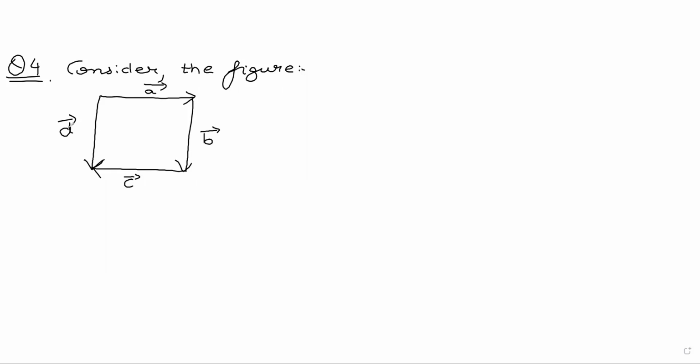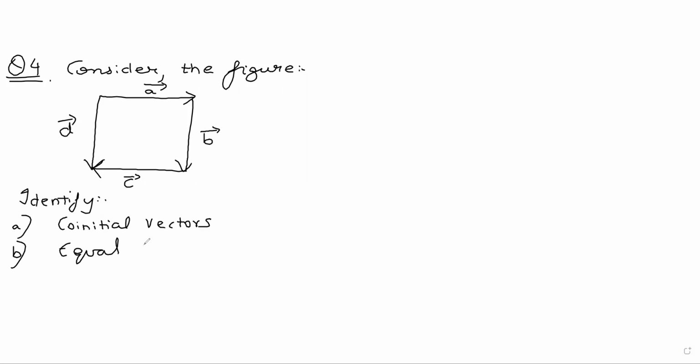Now the question asks us, from the above figure, identify the co-initial vectors, identify equal vectors, and third, identify collinear but not equal vectors.